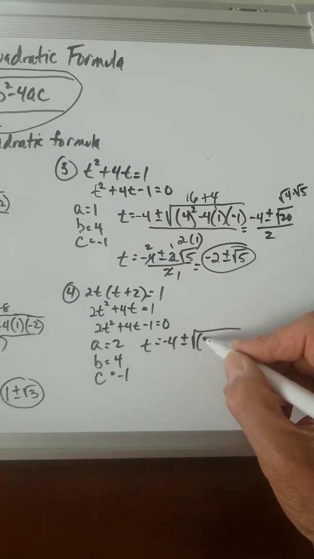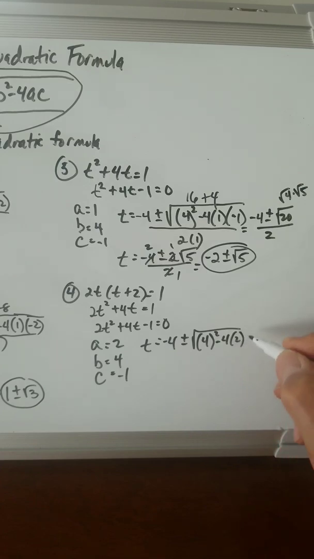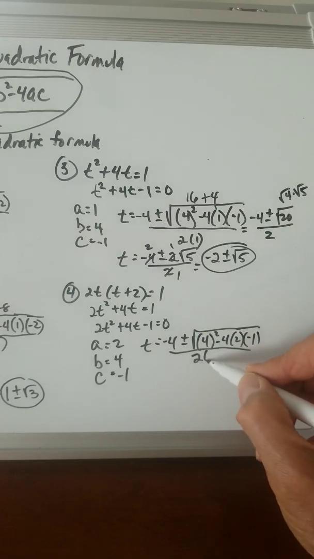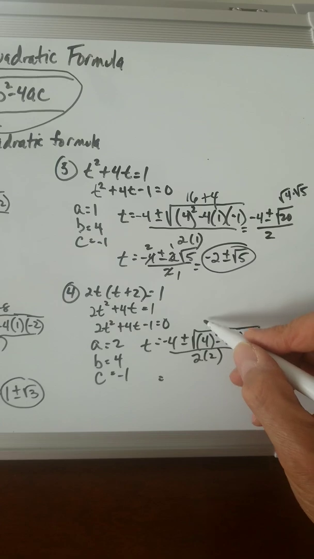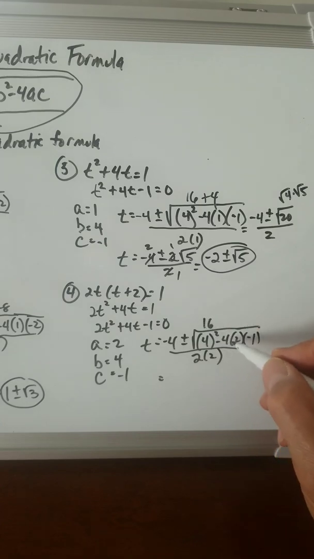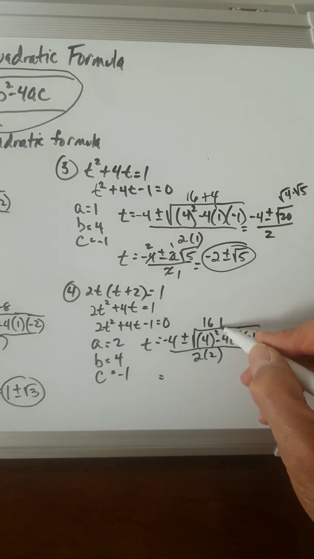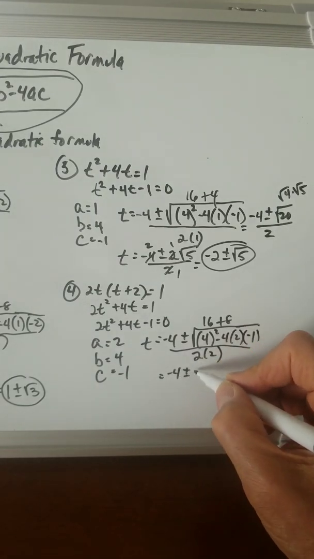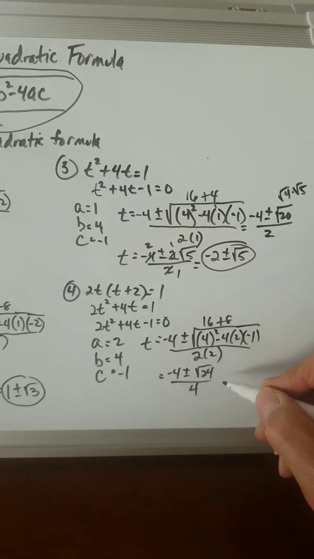Okay, so t is equal to the opposite of b, negative 4, plus or minus the square root, don't forget parentheses, of b squared minus 4 times a times c. Make sure you get that root all the way over, all over 2 times 2. 4 squared is 16. Negative 4 times 2 is negative 8, times negative 1 is positive 8. So that's really negative 4 plus or minus the square root of 24 over 4.